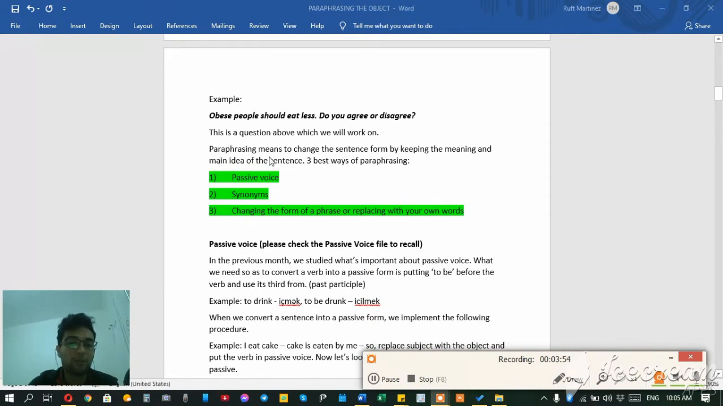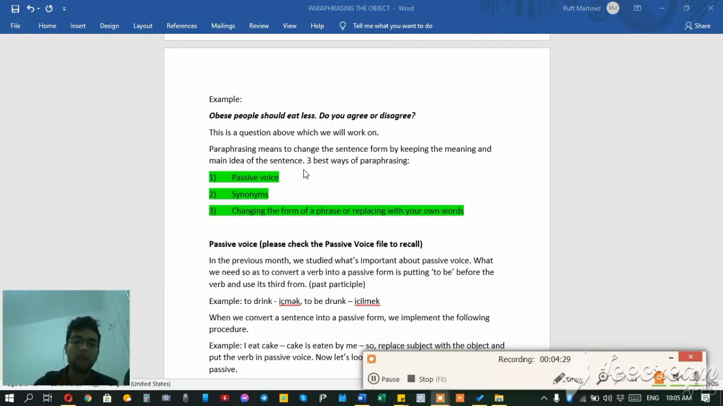So paraphrasing means to change the sentence form by keeping the meaning and the main idea of the sentence. There are actually many ways to paraphrase a sentence, but the best three general ways are to use the passive voice of the verb, to find synonyms for words, and changing the form of a phrase or replacing it with your own words, or changing the structure.